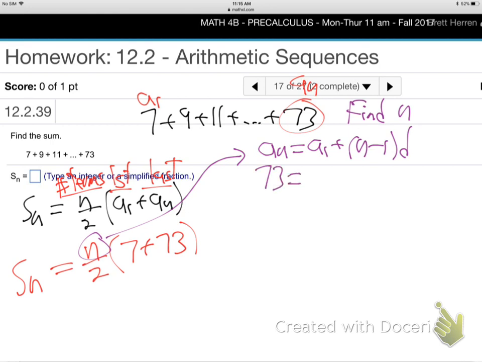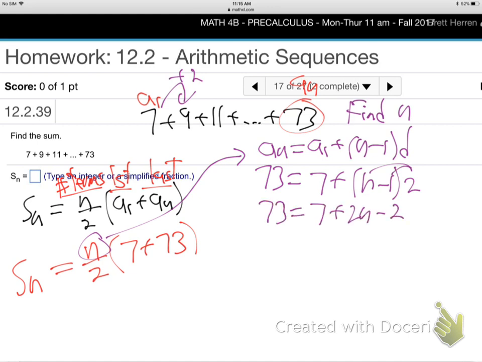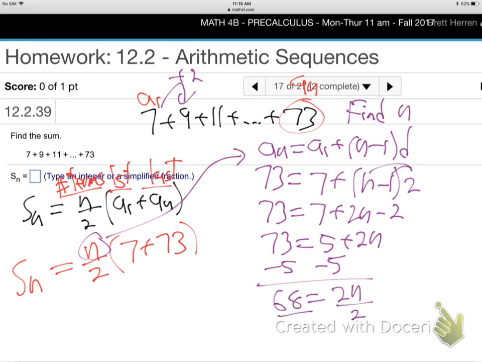All right, so here we go. 73 is A1, 7, plus n minus 1 times d. What's the d, the difference from term to term? Adding 2 every time. Distribute this. 73 is 7 plus 2n minus 2. 73 is 5 plus 2n. We good? So far, so good? Solve for n. Subtract 5. What's that? 68 is 2n. Divided by 2, n is 34.